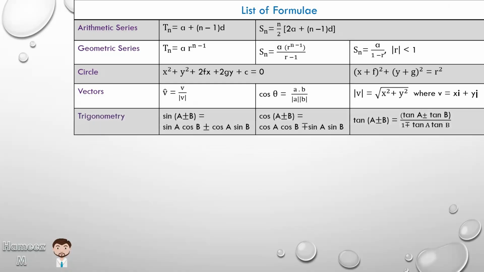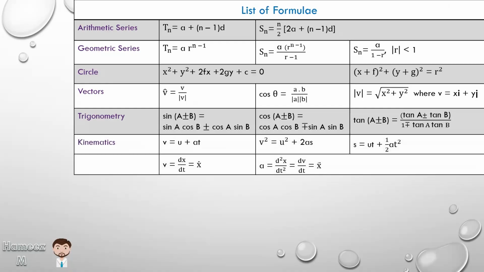There are topics in trigonometry. There are three formulas, which are the compound formulas for the trigonometric ratios. So sine A plus B or A minus B, cos A plus or minus B, and tan as well, A plus B or A minus B.